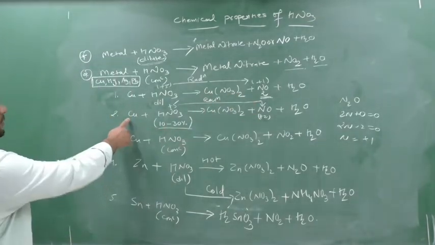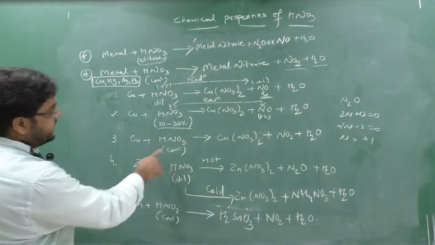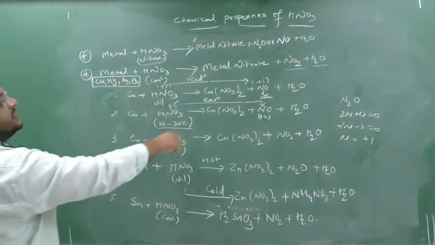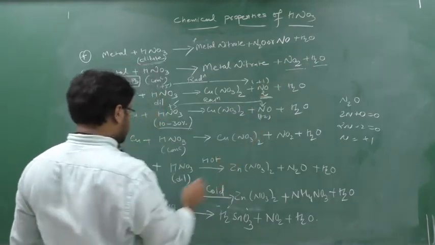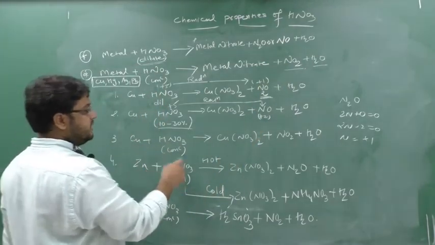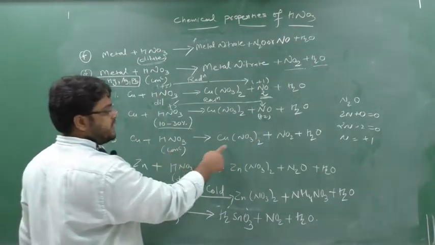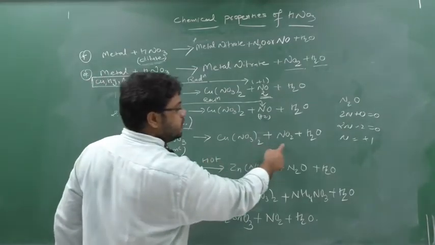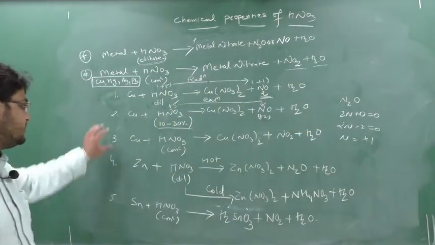Clear? Now see, same copper if I react with concentrated nitric acid, it gives metal nitrate, NO2, H2O. So you also see copper plus nitric acid, if it is highly concentrated, copper nitrate, meaning metal nitrate, will come plus NO2 plus H2O. Clear this part? So this reaction clear?